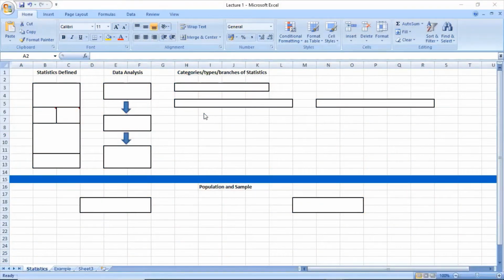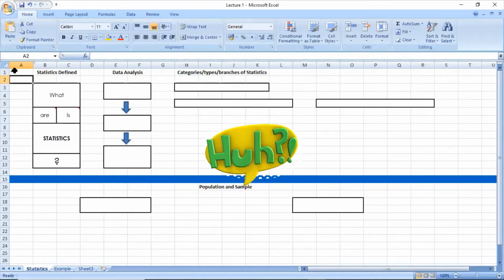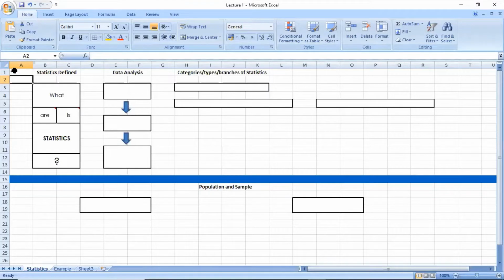So let's go ahead and have a little bit of a refresher topic of what is statistics, the basics of statistics. So first, let us define statistics. What is statistics? Well, that's a little bit confusing, isn't it? So let's go ahead and define what are statistics.